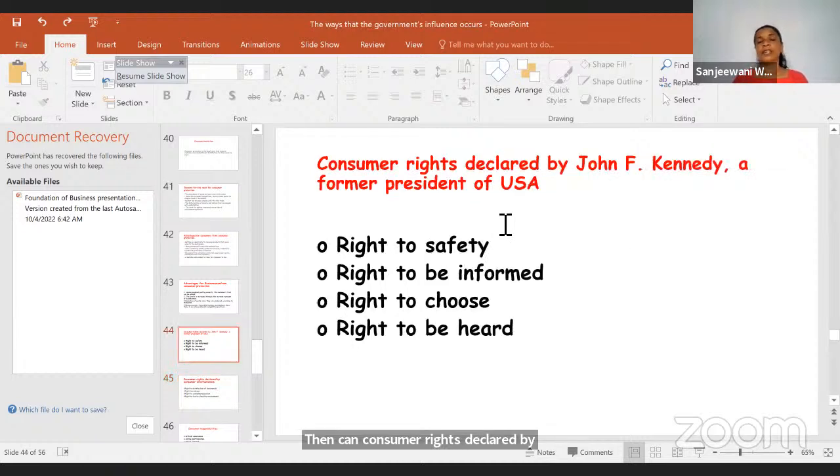And another thing, children: normally you will get a small case and then you need to identify which right they discuss under this case. That is what is expected from you all. Otherwise they don't ask about the consumer rights declared by John F. Kennedy, nothing like that. You need to know all these things properly, because they will give you a small case and you need to recognize what consumer right they are discussing in this case.